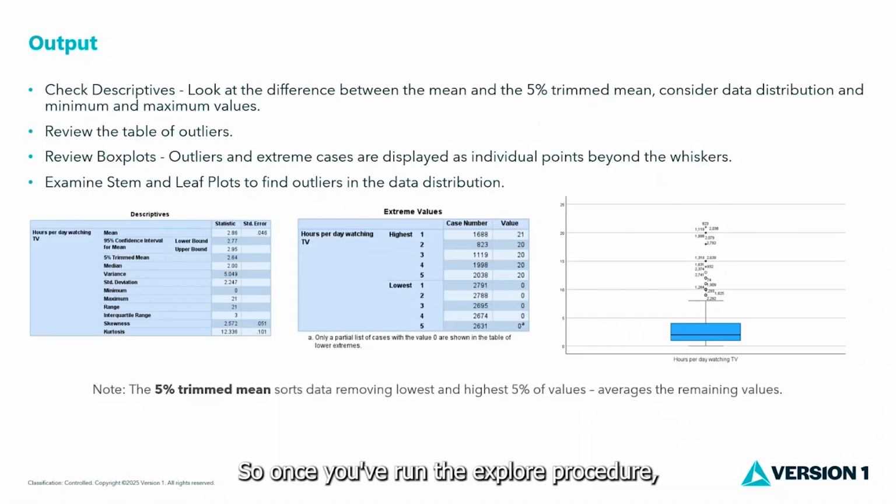So once you've run the Explore procedure, you can start by examining the descriptives table here. So I will be able to see the average and the 5% trimmed mean. Now the 5% trimmed mean sorts the data and removes the lowest and the highest 5% of values and then averages the remaining values. So you can compare the mean to the 5% trimmed mean. Also, you can look at the data distribution and minimum and maximum values.